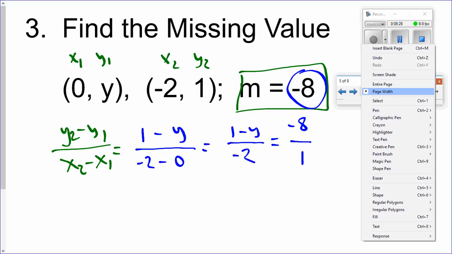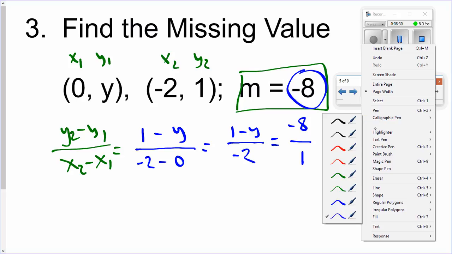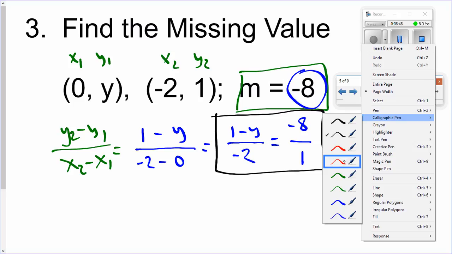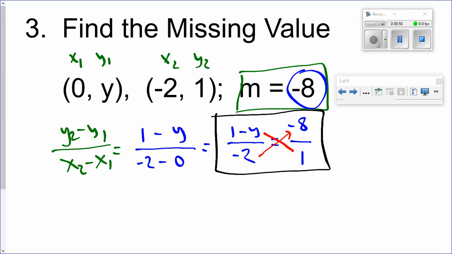Now, at this point, you might be stuck. You might be thinking, well, that's as far as I can go, and now I might just have to guess and check until I find something that makes a fraction equal to this fraction. Well, I guess you could, but the other thing to remember is that you can use your cross products. I can multiply these two. These are like 2 equivalent ratios. So I've got 1 minus y times 1. Well, that's really just 1 minus y. And that's going to be equal to a -2 times a -8, which makes 16.